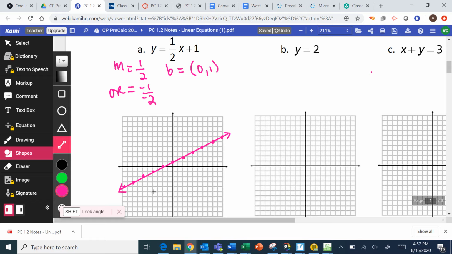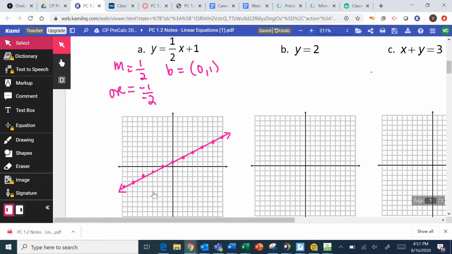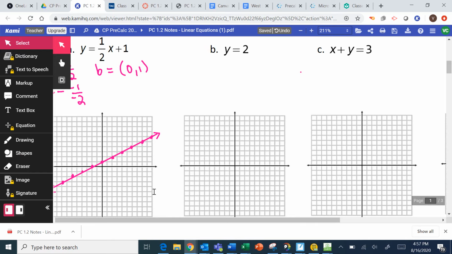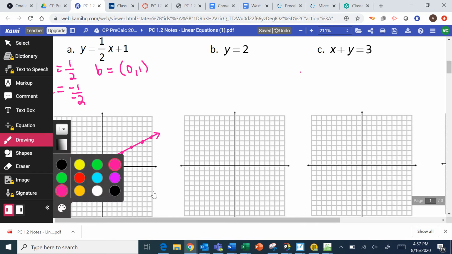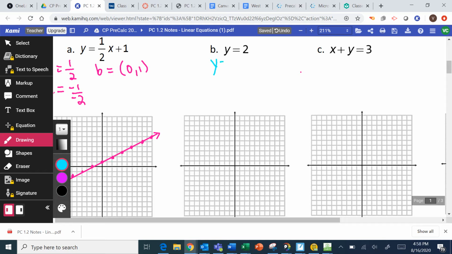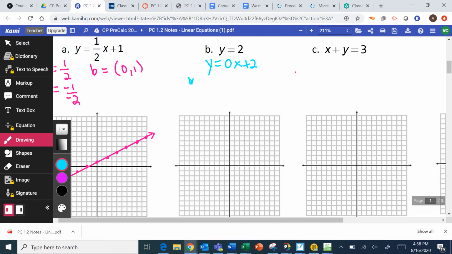All right, question B. We've got y equals 2. So y equals 2 is in the y equals mx plus b form. Let's make this one blue. y equals 0x plus 2. That tells me that my slope is 0 and my y-intercept is (0, 2).